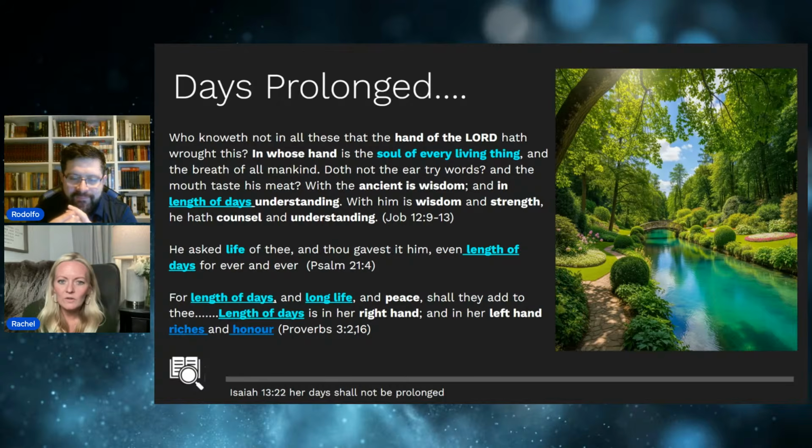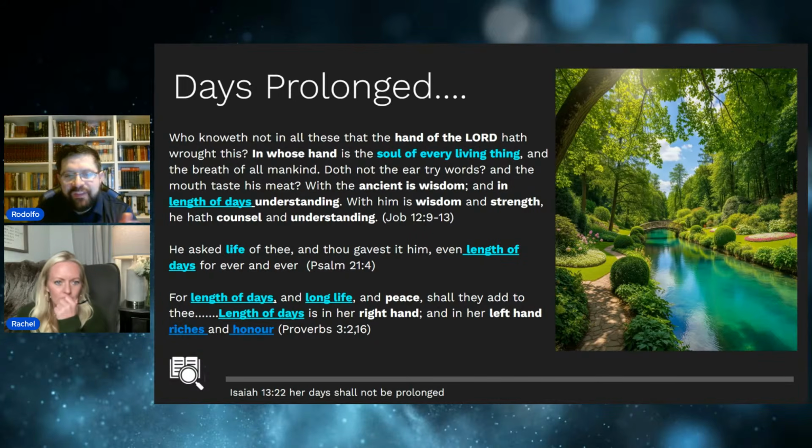So Job 12: Who knoweth not in all these things that the hand of the Lord hath wrought this, in whose hand is the soul of every living thing and the breath of all mankind. Doth not the ear try words and the mouth taste his meat? That actually ties in with your milk there. With the ancient is wisdom, and in length of days understanding. With him is wisdom and strength. He hath counsel and understanding. So we're going to see this connection with length of days. There's wisdom and understanding that connect to it.